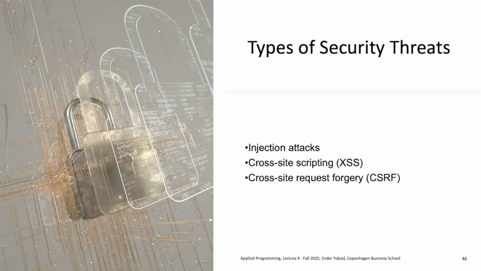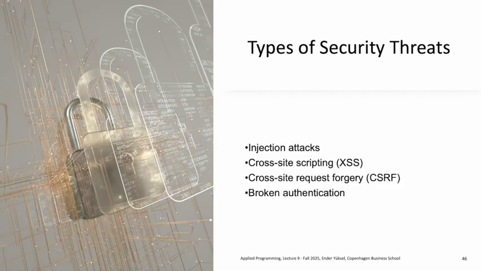Cross-site request forgery. This is more subtle. It tricks a logged-in user into performing actions they didn't intend. For example, if you are logged into your banking app and visit a malicious site, that site could send a request to transfer money using your credentials if the app isn't protected.